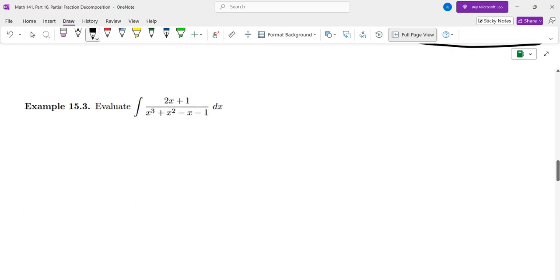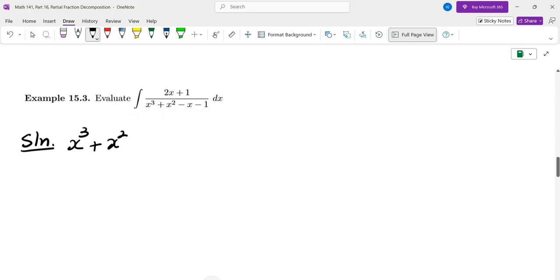Okay, let's look at the next example. The next example is again an example where the numerator has a degree less than the denominator, so no long division is needed. Your first step would have to always be to perform long division if necessary. Next is to take the denominator and factor the denominator.